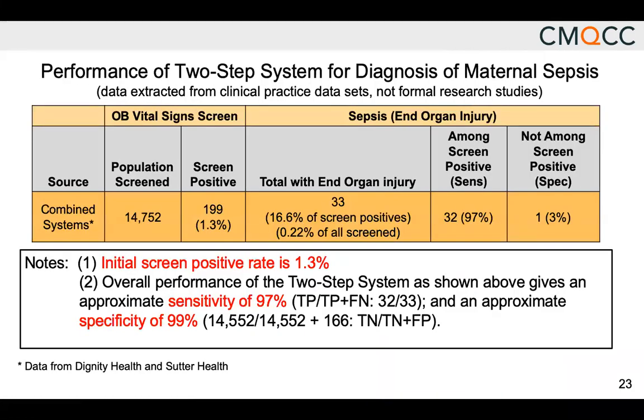Here's the performance of the 2-step system, looking first at OB vital sign screen and then at sepsis. So the screen positive in data from Dignity Health and Sutter Health over almost 15,000 patients was 1.3%. The total with end organ injury was 33 or 16.5% of screen positives, or 2 per 1,000 of all screened. That actually is quite consistent with other large studies looking at the rate of sepsis in the obstetric population being 1 to 3 per 1,000. So the sensitivity is 97%, and the specificity is 99%. So this gets us away from a lot of the false positives and a lot of the false negatives that we've all been worried about at the beginning.